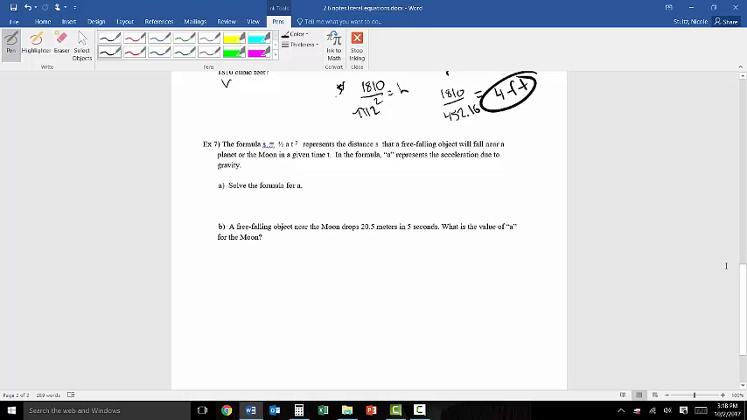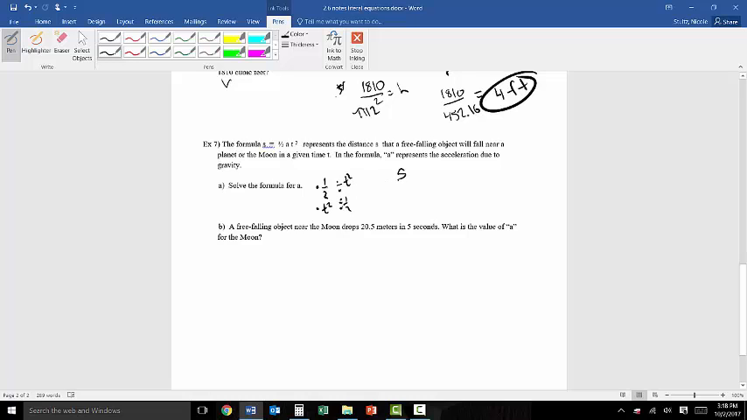All right, number 7, the formula S equals 1/2 times A times T squared is the distance for a free-falling object that's near a planet or the moon, depending on the time. So your job is to solve for A. So it looks like for A, they multiplied by 1/2 and then multiplied by T squared. So we will divide by both of those.